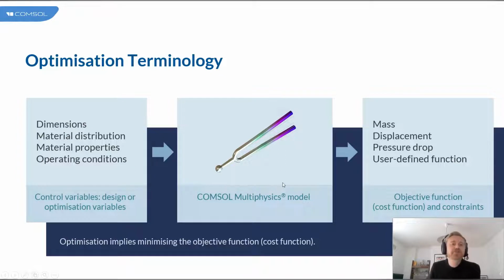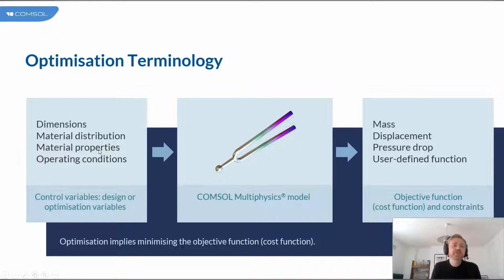So I want to move on now to talking about optimization. So what I have on this slide here is what you might describe, first of all, as a conventional modeling workflow. So what we have here on the left-hand side is some inputs that we need to define. So we need to provide some input parameters for our computational model. And these will typically include dimensions for our geometry, material properties, and operating conditions.